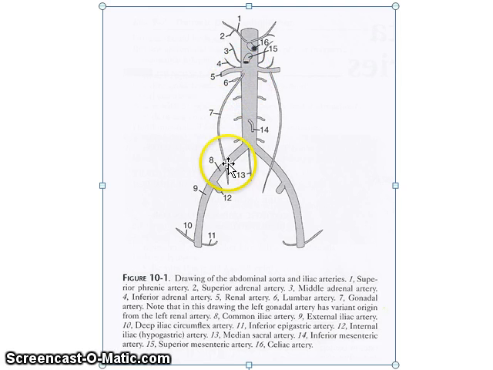Like here, this number 7 is the gonadal, and then here it's showing the phrenics and the adrenal arteries. Oh, and here this number 13, that's the median sacral. So anyway, I just thought that was a good one, and so I decided to throw that in.